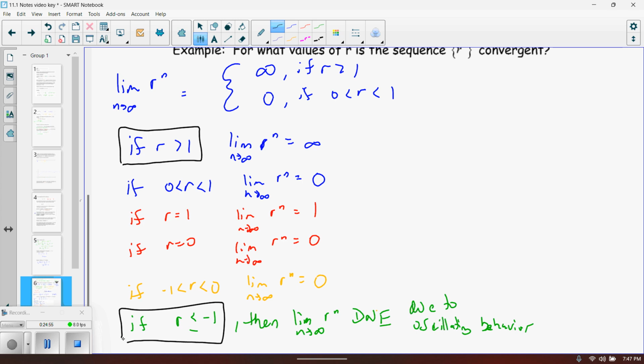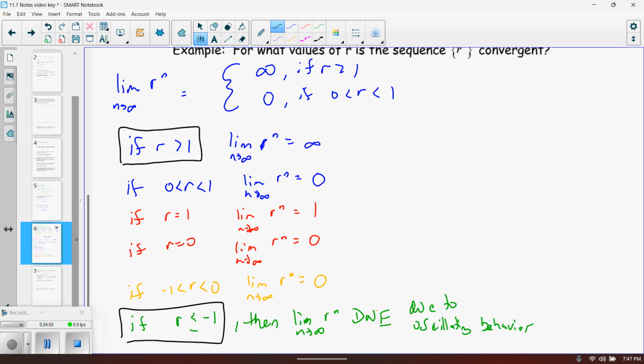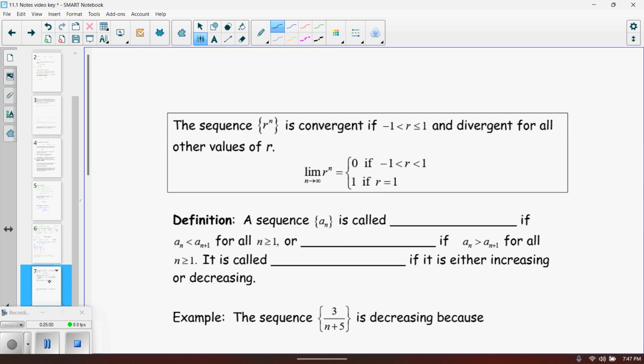And it actually says that on our next page, in this box. The sequence r to the n power is convergent for any values -1 to 1, not including -1, but including +1, and it's divergent for all other values. Okay, that is a very important concept, and it's going to play out when we get into the next section as well. But that is definitely one you want to hold on to.